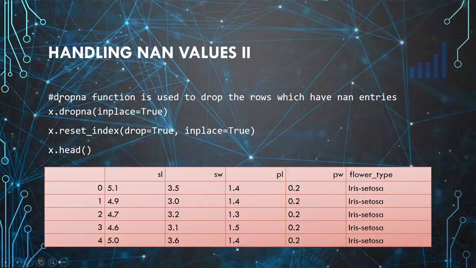Now the dropna function is used to drop the rows which have NaN entries. So x.dropna with inplace equals True, if we do this, and then we reset the indices. We see that dropna would just dismantle our index values. So we reset the indices, drop equals True, inplace equals True. We have already seen this. So you saw that in the last slide there were 4 null values, but those rows have been deleted and the index numbers have been named again, and drop equals True means the extra index column has also been deleted all at once.